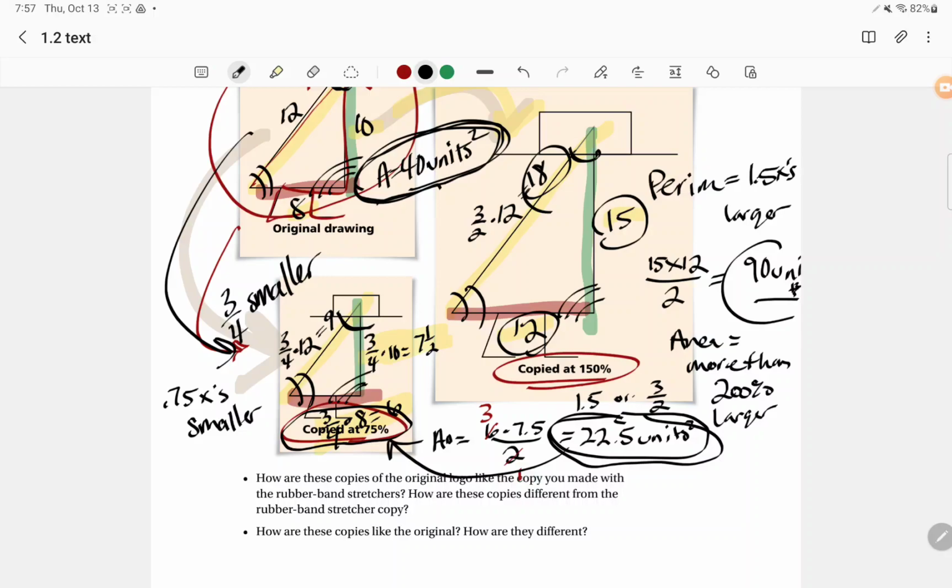Just like the area when you multiply it by 1.5 or 150%, the area more than doubled. So the area is not tied to the same relationship as the perimeter and side lengths have. That's very important. If you need to pause the video, digest that, and write about it in your math notes.